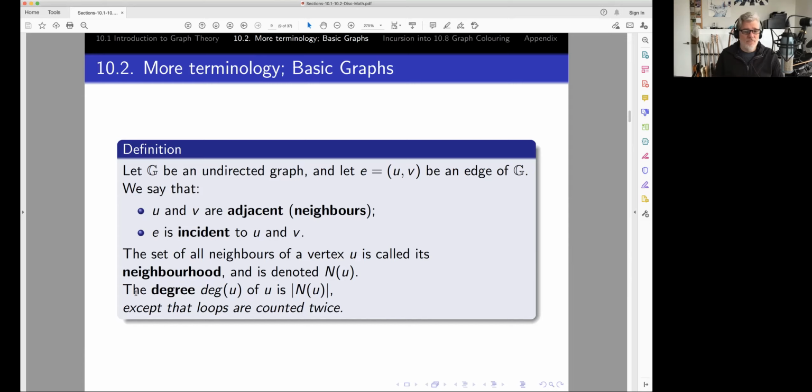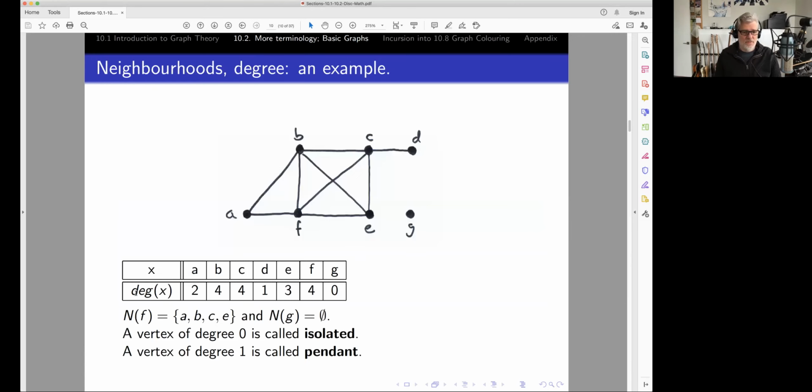These are all the neighbors of the vertex U, and the degree of a vertex is the number of neighbors that it has, except loops are counted twice. I'm going to show you an example in just a second. I will explain why we count loops twice, okay? So U and V are adjacent if there's an edge between them, and this edge is said to be incident to these two vertices. The neighborhood is the set of neighbors, and the degree is the number of neighbors. Okay, here is an example.